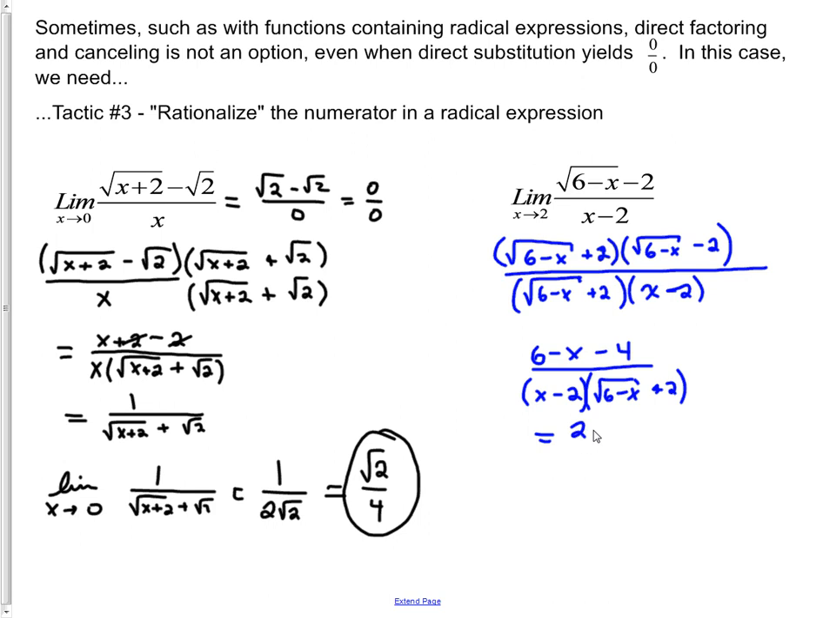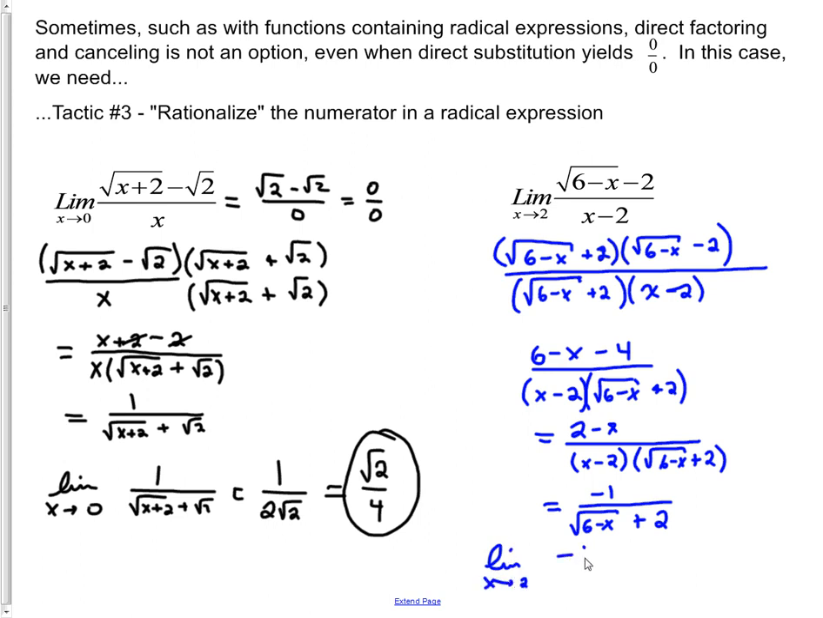Simplifying a little bit more gives us 2 minus x divided by the quantity x minus 2 times the square root of 6 minus x plus 2. And you'll notice that 2 minus x looks almost like x minus 2. In fact, the two factors are only different by a factor of negative 1. And so if we rewrite this, this is like saying negative 1 divided by our quantity, the square root of 6 minus x plus 2.